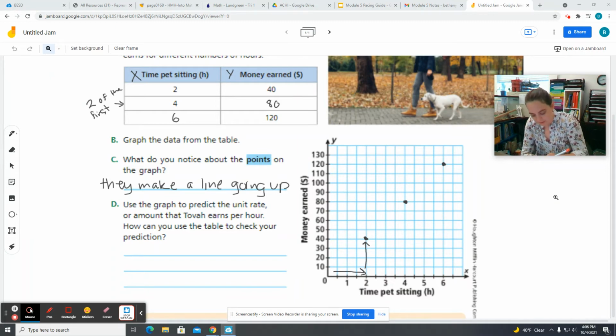If I draw a line, and it's not going to be a super straight line, but that's okay, our line goes through each of those points. I can put a point on any spot on this line and find time and money at that particular spot. For example, if I go over to 3 and all the way up to where the line meets, I make a dot, and that's $60. So 3 hours, she gets $60. Which makes sense because 3 is exactly between 2 and 4, and 60 is exactly between 40 and 80. Does that make sense?